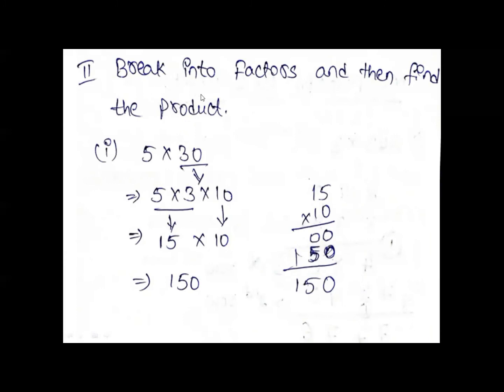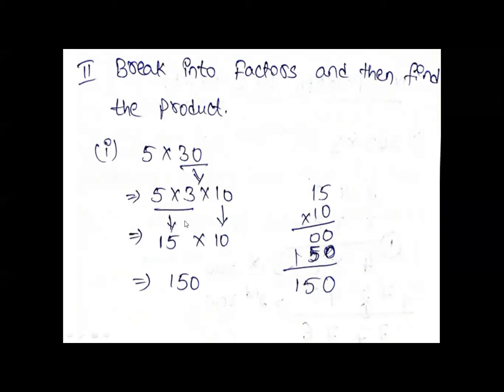Break into factors and then find the product. We have to break it. Okay children, let us see the example. 5 into 30. We can write 30 as 3 into 10. 3 tens are 30. So here we break into factors.